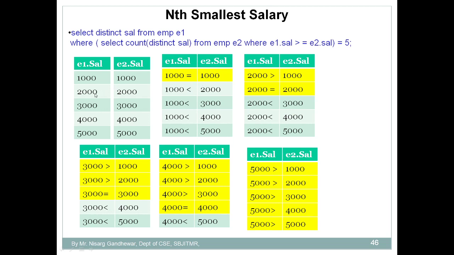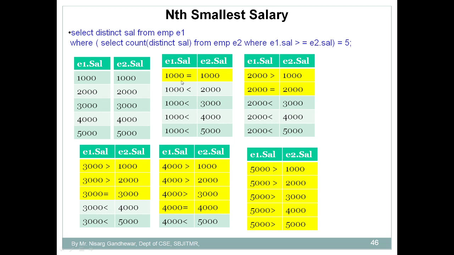Similarly, now you can take the second value from this E1 table. We are comparing 2000: is 2000 greater than or equal to 1000, yes, the condition is true. Then 2000 is greater than or equal to 2000, yes, true. But 2000 is not greater than or equal to 3000, so here the condition is false. So this query will return the second smallest salary of an employee. This is your second iteration. Similarly you have the third, fourth and fifth iterations.